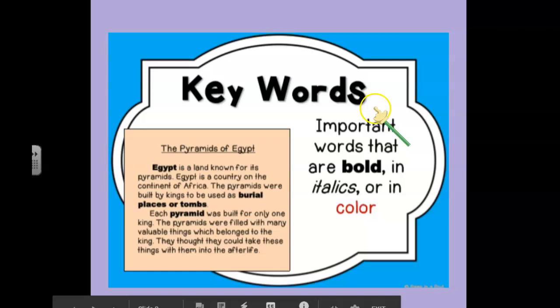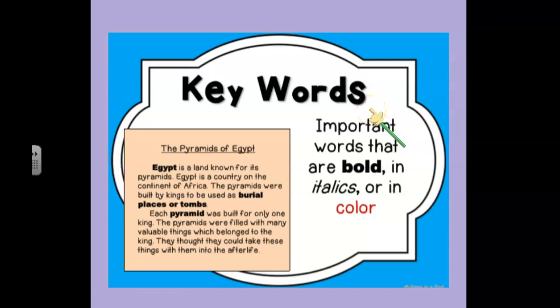Okay, we've learned about key words. Remember, important words in the text are very important to us and they're important to our comprehension. So the author either uses bold print, like we see here for Egypt, burial places or tombs, and pyramids to show you they're important and you need to pay attention to them. They can also slant the words, which is called italics. They can use color, change the color of the text, and they can also highlight it, just like Miss Spires does sometimes to help you guys pay attention to the text.